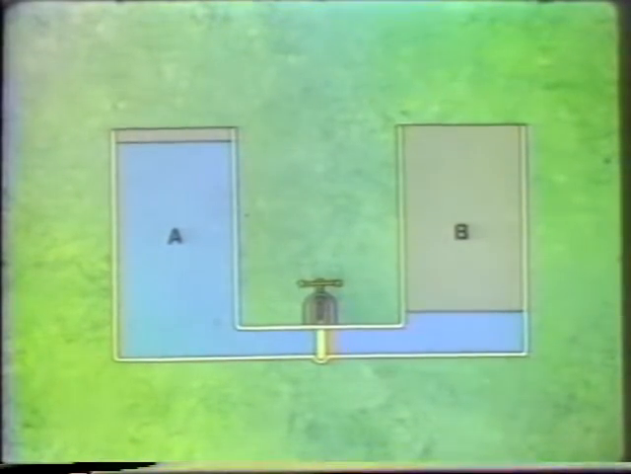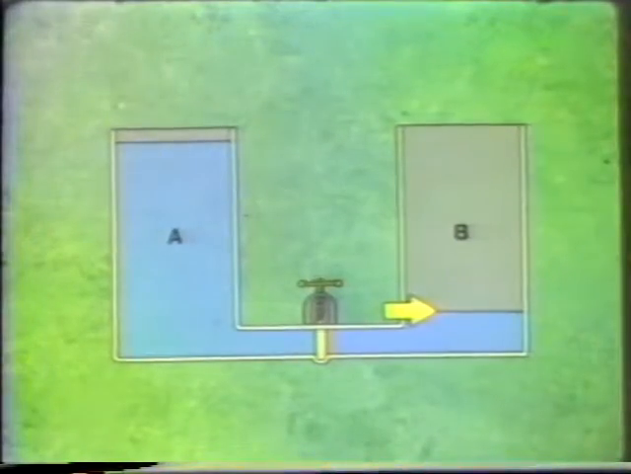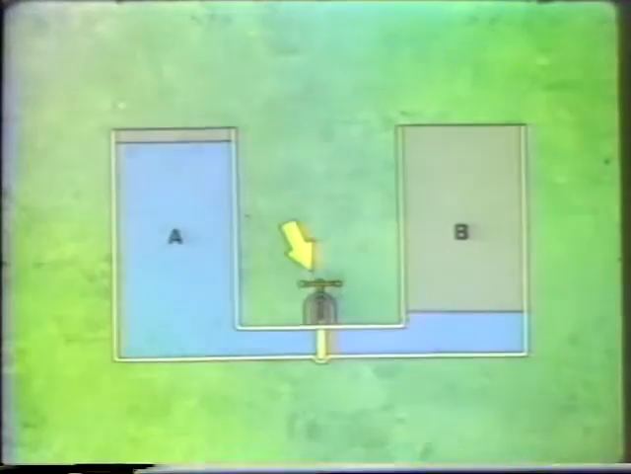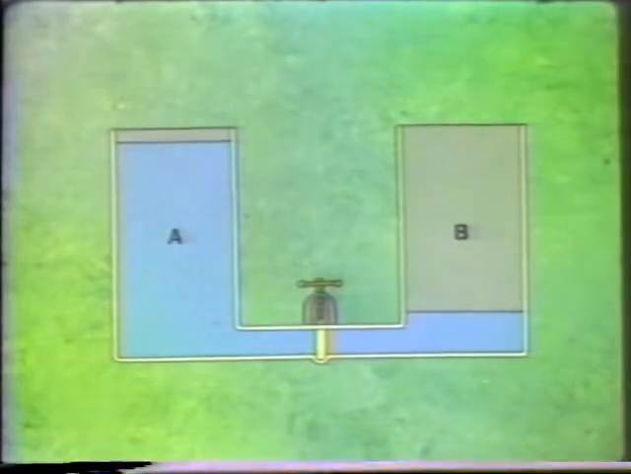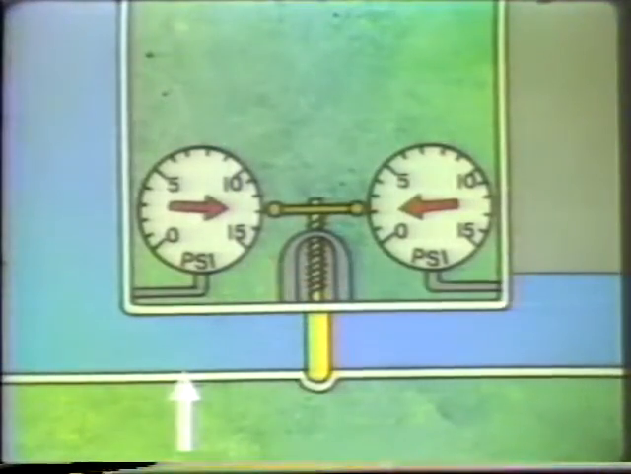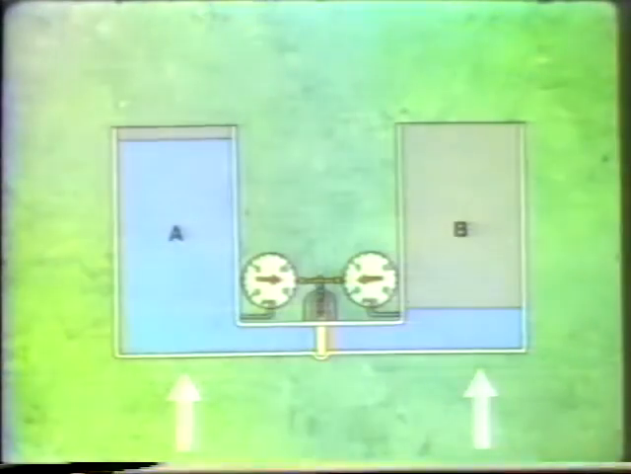Tank A is filled with 30 feet of water, and Tank B is filled with 5 feet of water. The tanks are connected to each other by a line that has a valve installed in it. Right now, the valve is closed. We'll put a pressure gauge on each side of the valve so that we can monitor the pressure in each tank. Pressure in Tank A is 13 psi, while the pressure in Tank B is about 2 psi.